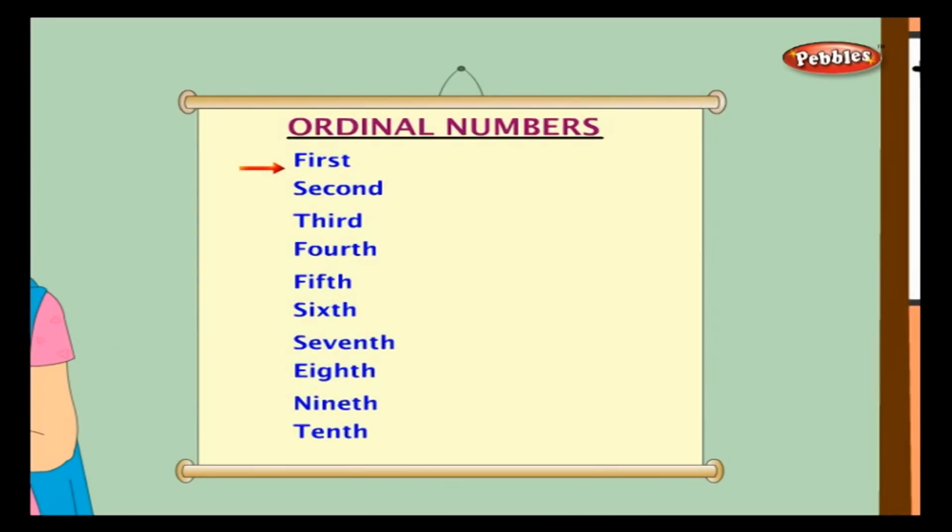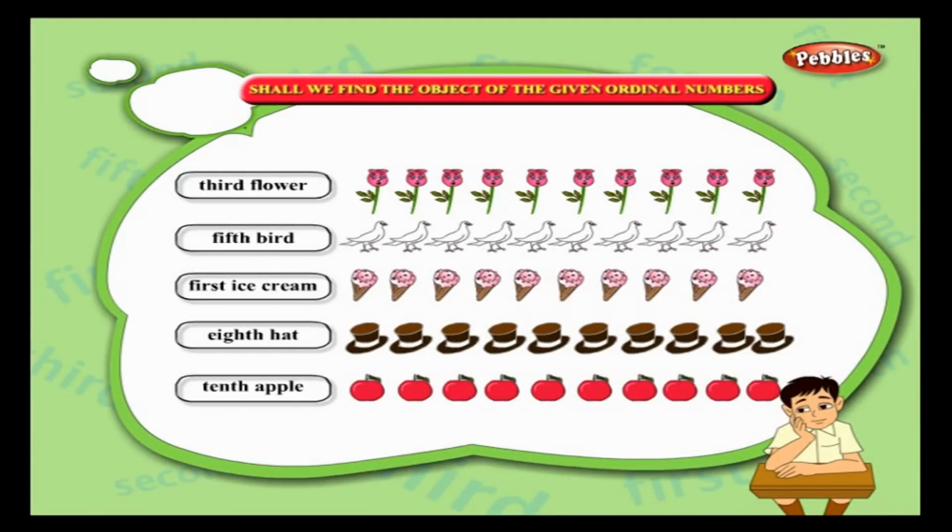First, second, third, fourth, fifth, sixth, seventh, eighth, ninth, 10th, and so on are called ordinal numbers. Let us learn these numbers through some examples. Shall we find the object for the given ordinal numbers?